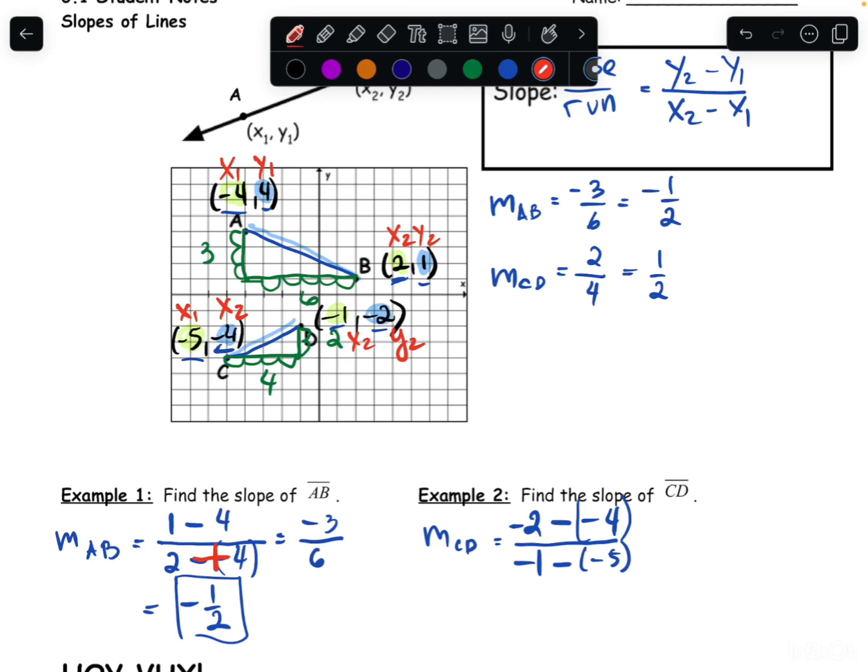Again, we have minus any negative, that becomes a plus. This is also a plus. And so now this becomes -2 plus 4 is 2, and -1 plus 5 is 4. So this is also equal to 1/2, but a positive 1/2.